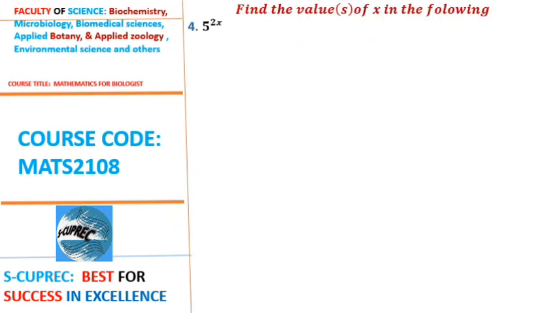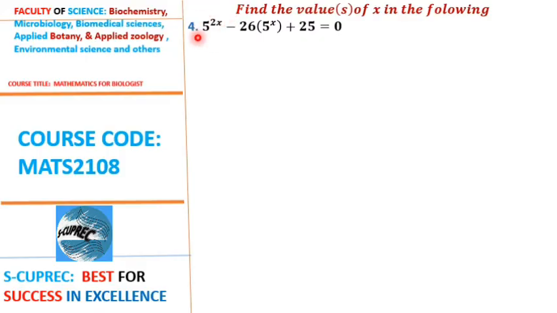So number 4, given that we have 5 raised to the power 2x minus 26 into 5 raised to the power x plus 25 equals 0. Please, this question is very tricky, and to solve this type of problem, in most cases it leads us to quadratic equations. So you always begin by observing keenly. You see that here we have 5 raised to the power something, and here also 5 raised to the power something. That means there's a possibility for us to express this in the form 5 raised to the power something, all squared.